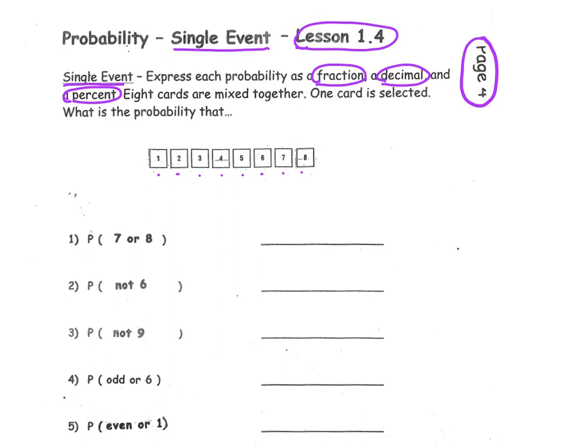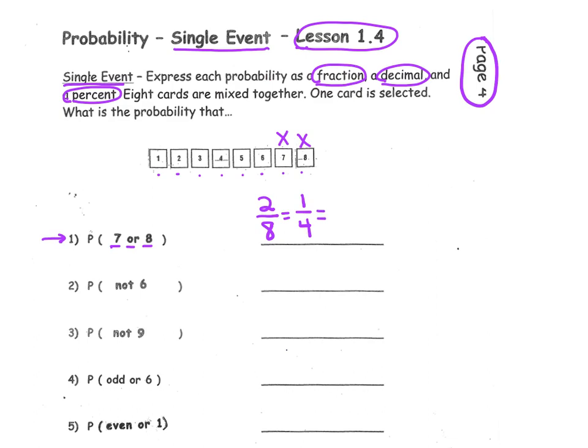Let's take a look at problem number 1. It states, what is the probability that a 7 or an 8 will be drawn? Well, out of 8 possible outcomes, 2 of them are successes, a 7 or an 8. So, as a fraction, that probability is a 2 out of 8 chance, which of course reduces to 1/4.